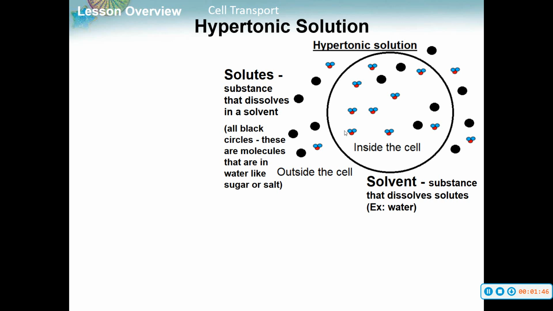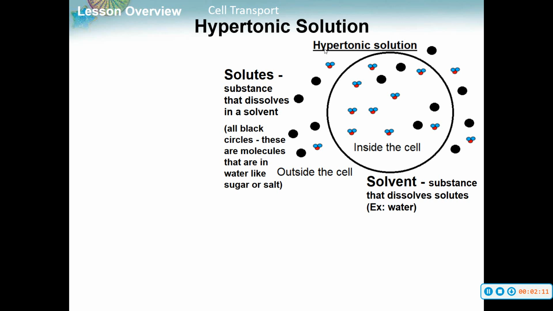Now, we have these things in and out of our cells, and I'm going to represent these black circles as these solutes. They could be sugars, they could be salt. They're inside and outside of the cell. And these Mickey Mouse looking structures, they're the H2O. They are water molecules. And when you put a solute with a solvent together, that's a solution.